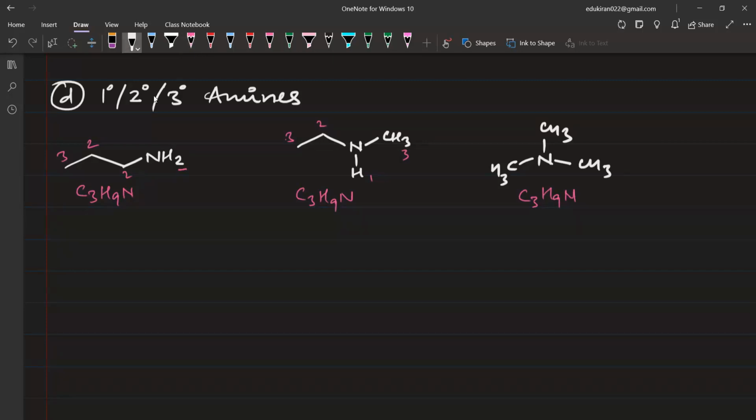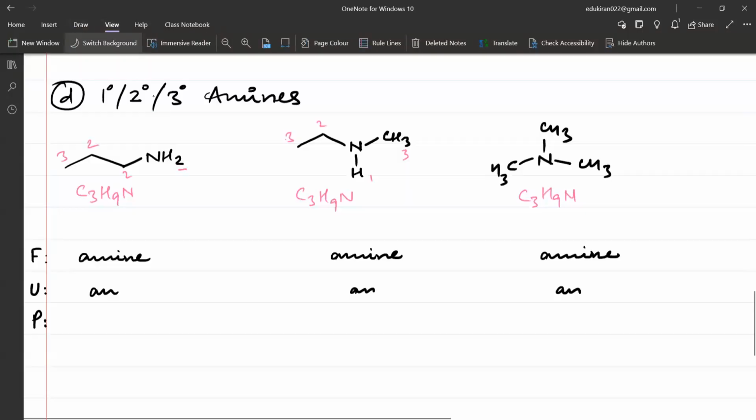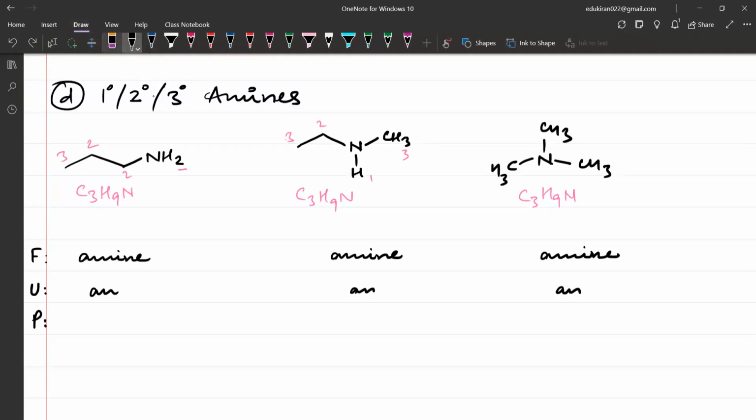All of these three, इनका नाम क्या क्या होगा? Please see here, guys. Don't write anything now. If I try to talk about functional group, in all the cases we have nitrogen attached with carbon atoms, we will call it amine. This is also amine, and this is also amine. If I talk about the unsaturation, there is no double bond. It will be AN, this will be AN, and this also will be AN. Now, when I talk about the parent chain, it is going to be different. Here, the parent chain will be having, let me just switch the background and we can talk about the parent chain.